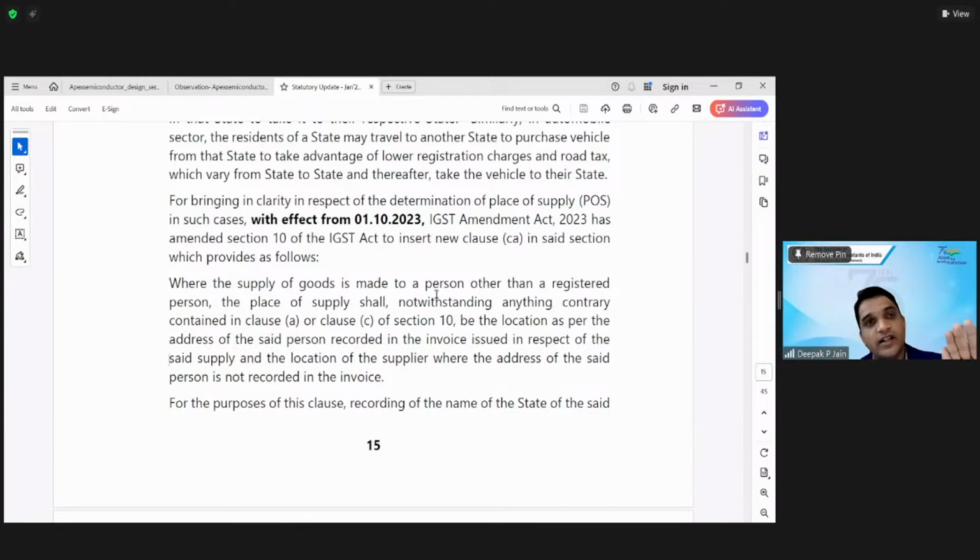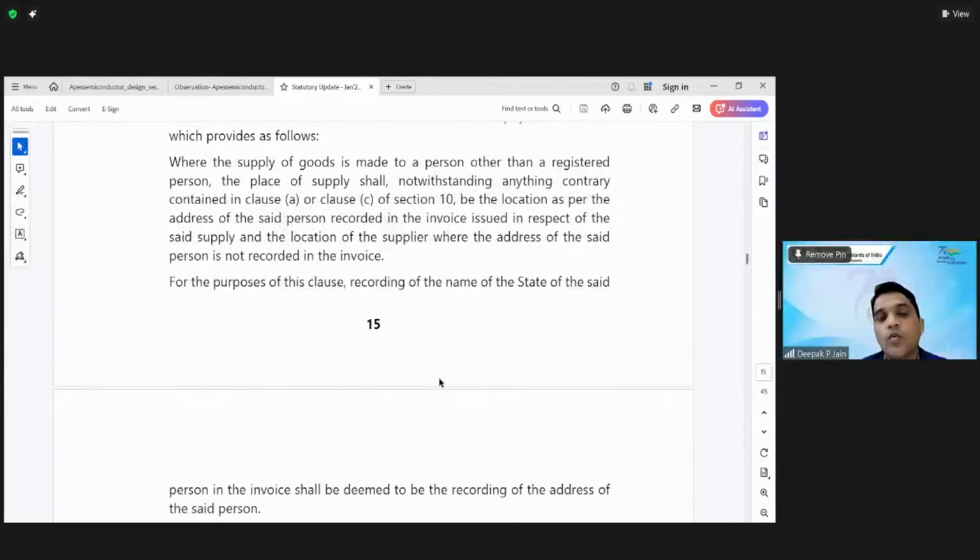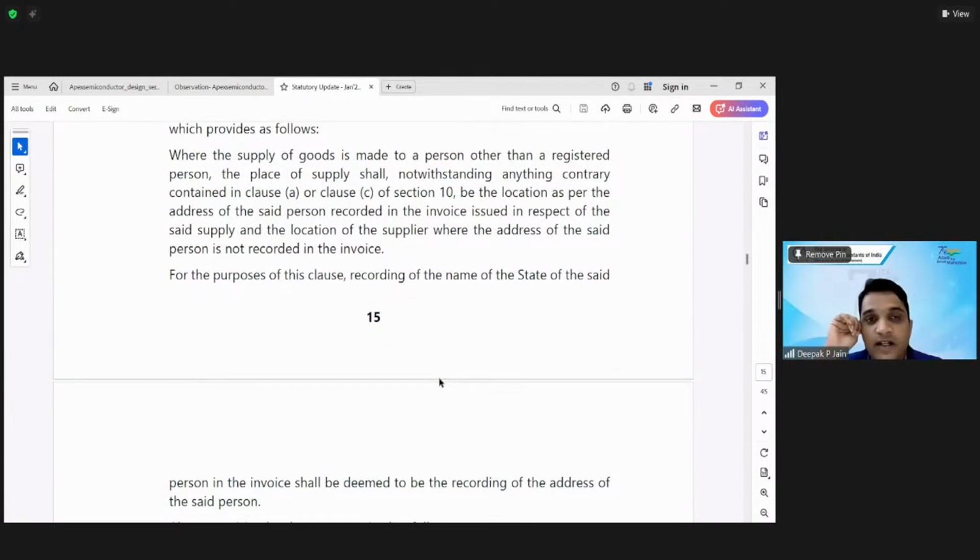So whatever we have read in 10A will apply to a registered person. Now, when you're supplying to a person other than a registered person, that is basically an unregistered person, the place of supply shall be the location as per the address of the said person recorded in the invoice issued in respect of the said supply, and the location of the supplier where the address of the said person is not recorded. So here they are clarifying that whatever we have read, that rule cannot be applied in case of an unregistered person. Wherever there is an unregistered person and his address is mentioned, that will become the place of supply. If the address is not mentioned, then the supplier's place itself will become the place of supply.